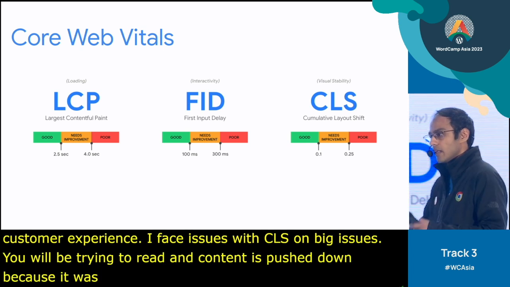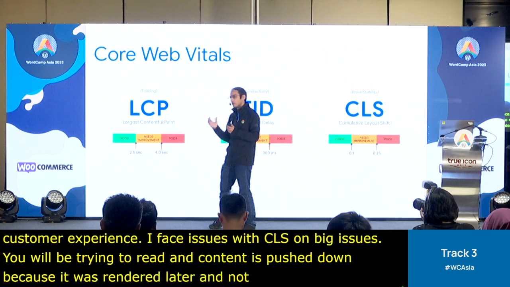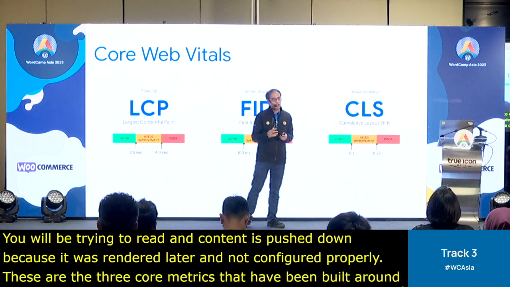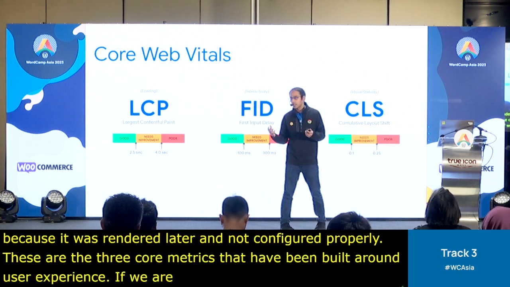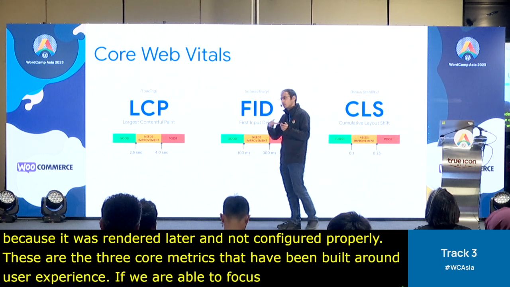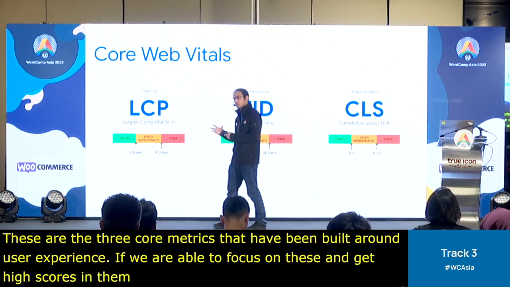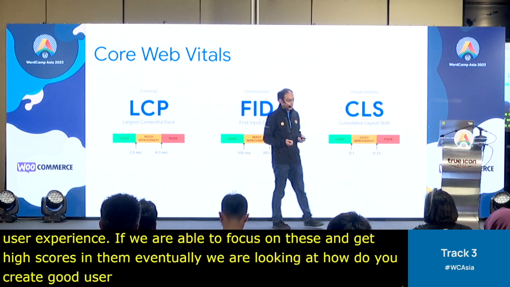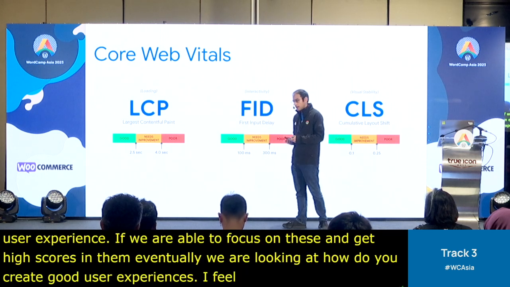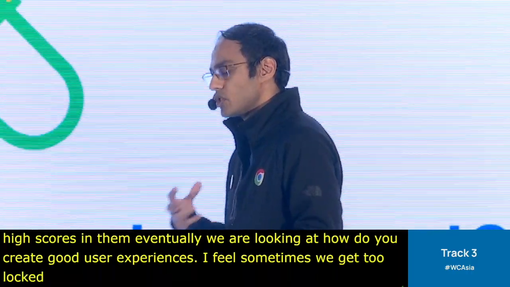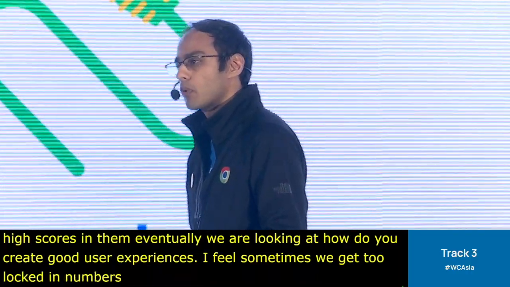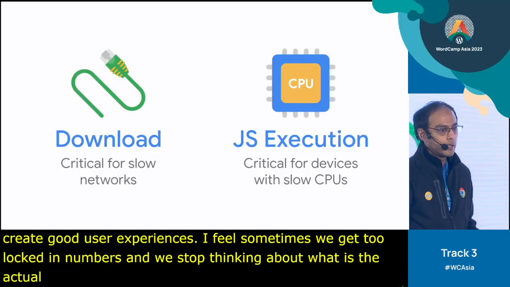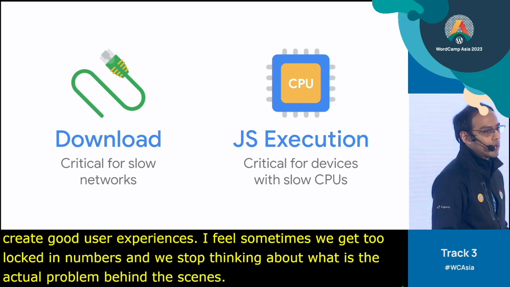So these are the three core metrics that have been built around user experience. And if we're able to focus on these and get high scores in them, then eventually we're looking at how to create good user experiences. But I feel sometimes we get too locked in numbers and we stop thinking about the actual problem behind the scenes. So I want to take you down that journey a little bit. What is the actual problem we're trying to solve?